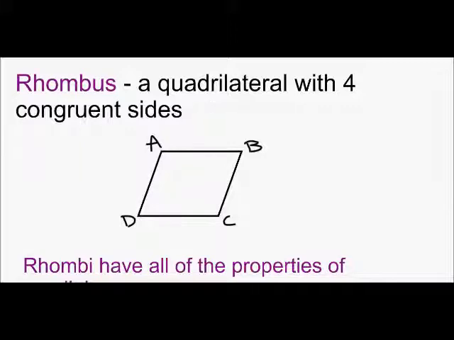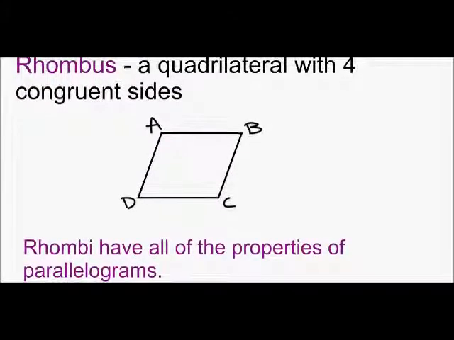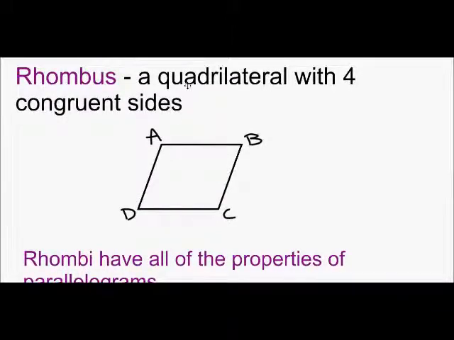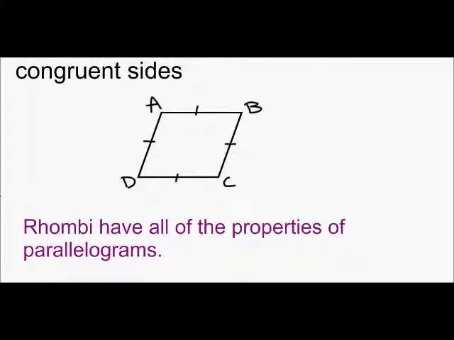Okay, so first, let's talk about what a rhombus actually is. A rhombus is a quadrilateral with 4 congruent sides. So here, A, B, C, D. Since all 4 sides are congruent, as shown by these little tick marks, it is a rhombus. A rhombus is also a special type of parallelogram. Therefore, they have all properties of parallelograms.